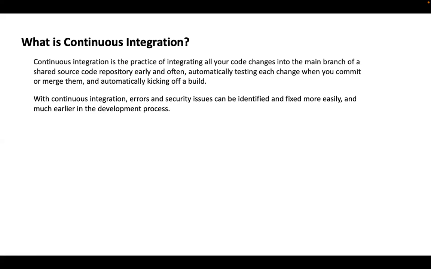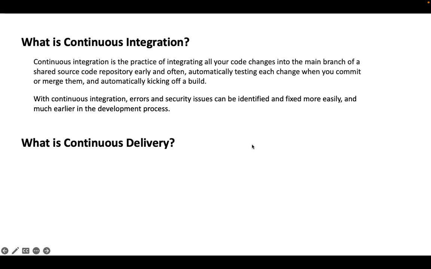So now the development people will only focus on the quality of the code. They have to think about the features and focus on the coding part of it. They don't have to bother about the unit testing or building part, right? That will be taken care of by a tool now, by the automation server. So that is what, with continuous integration, errors and security issues can be identified and fixed more easily and much earlier in the development process itself. Okay, that's part of continuous integration.